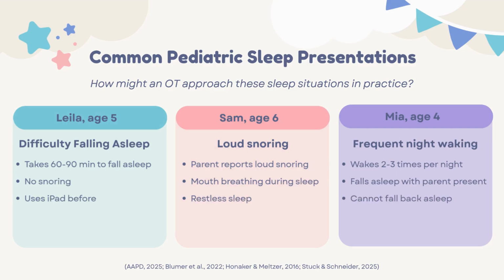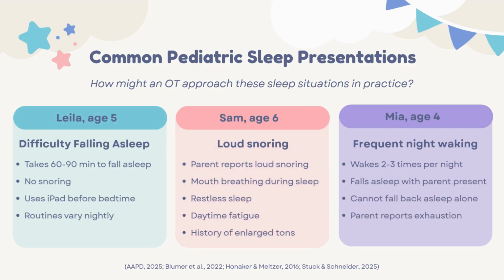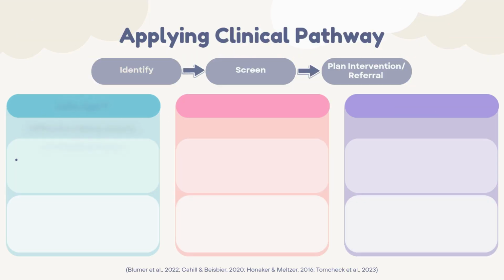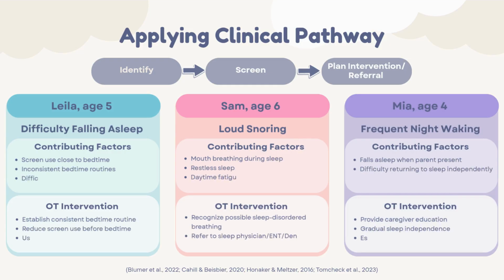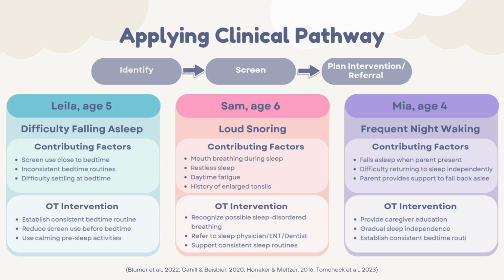Let's look at a few common ways sleep concerns may appear in pediatric practice. We are going to review Layla, who is 5, Sam, age 6, and Mia, age 4. On the next page, we will talk about the intervention strategies. For these cases, we look at how occupational therapists can apply the clinical pathway in practice. We first identify the concern, then we screen for possible contributing factors, and finally, we plan the intervention and refer if appropriate. We're going to first start with Layla.